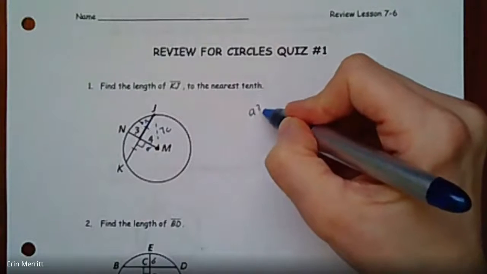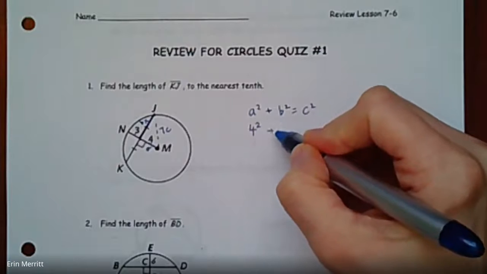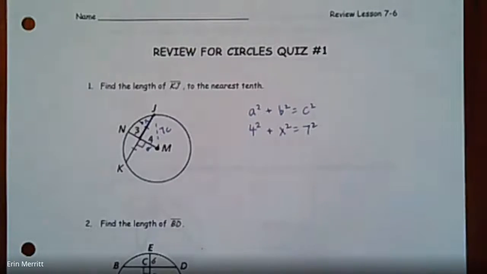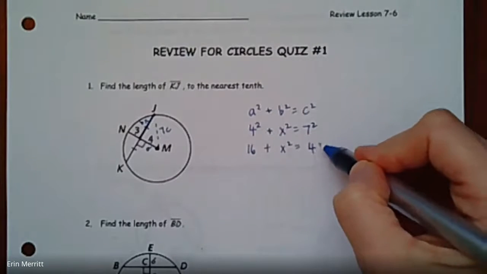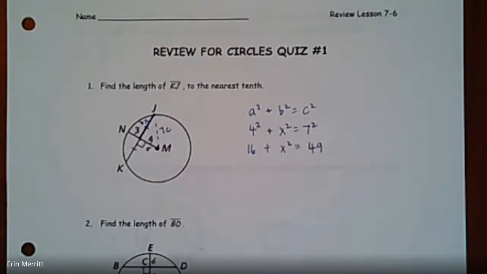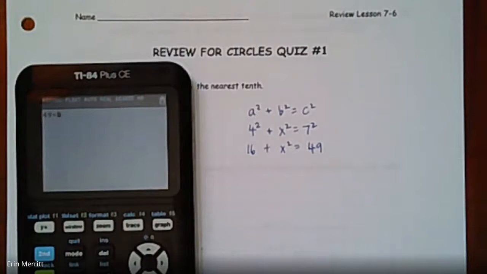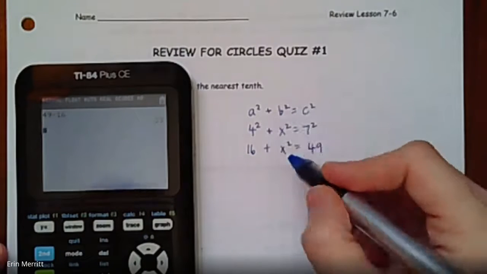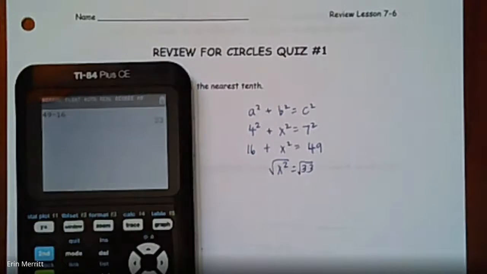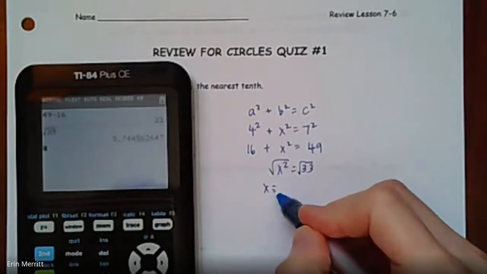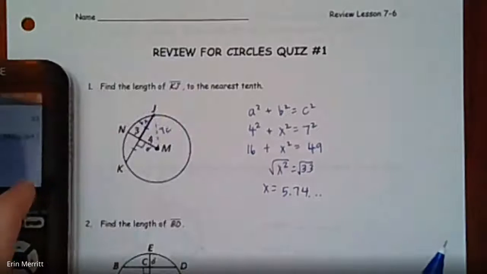So I can do A squared plus B squared equals C squared, or 4 squared plus X squared equals 7 squared. So this will give me 16 plus X squared equals 49. If we subtract 16 from 49, that'll leave us with X squared equals 33. When you take the square root, you already know that's not going to be that pretty, but we get 5.74 and change. But that's half the length we're looking for.